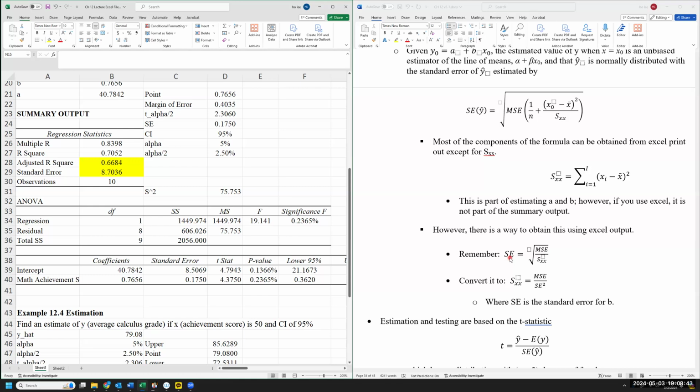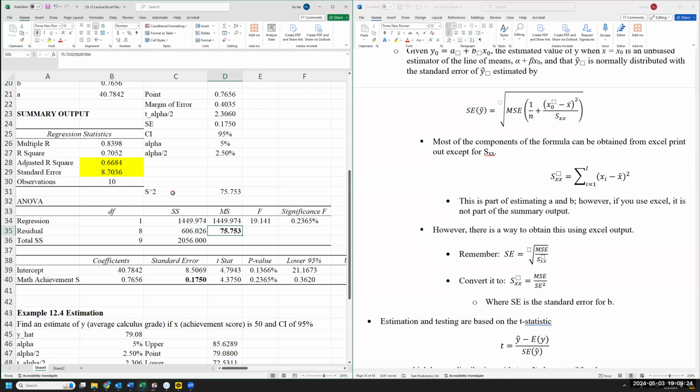What I mean is the standard error for B, this number right here, is equal to the square root of MSE, the residual is this one, divided by SXX. So if we just manipulate this, we could say SXX is equal to MSE divided by standard error squared. So we could actually obtain SXX without calculating this.